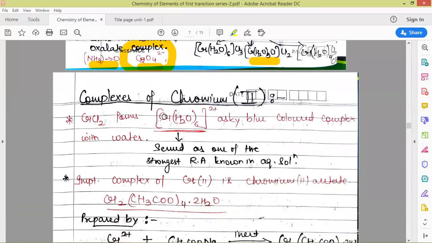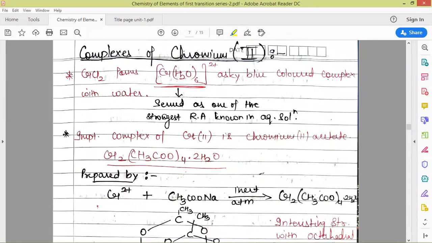Next we have complexes of chromium in the +2 oxidation state. The hexaaqua complex of chromium also exists in the +2 oxidation state, which is an ashy blue colored complex with water. It serves as one of the strongest reducing agents in aqueous solution because chromium has a strong tendency to get oxidized to chromium 3 positive. So it acts as a very strong reducing agent and itself gets oxidized to chromium 3, as chromium 3 is the most stable oxidation state for chromium.